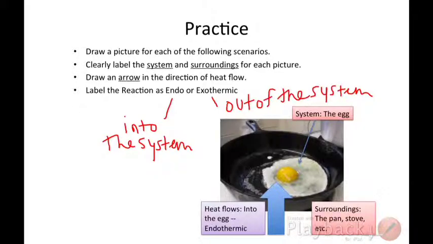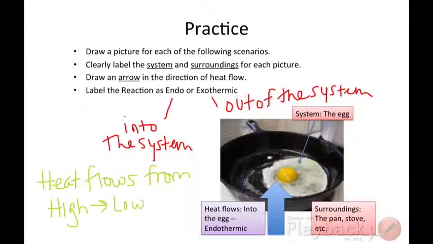So what we're going to do in these practice problems is determine what our system is, also define the surroundings, and use the variation in temperature based on the situation to show which way heat will flow. Remember, heat flows from high to low temperature. Once we show the direction of heat flow, we can use the rule endothermic is into the system and exothermic is out of the system to label the heat flow as either endothermic or exothermic.